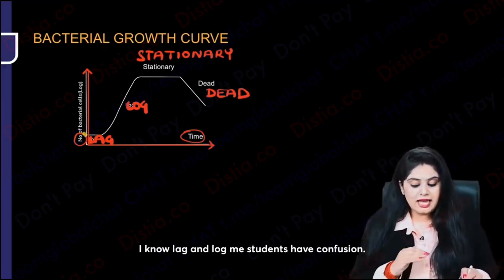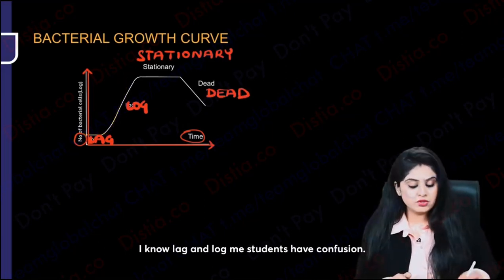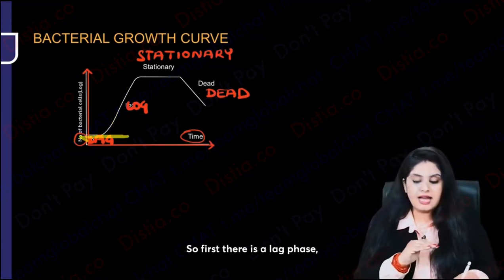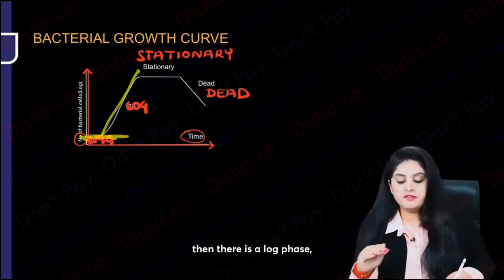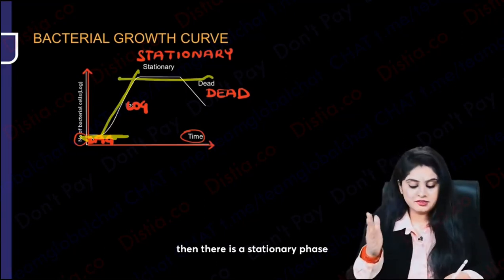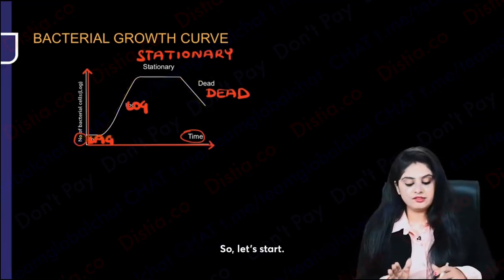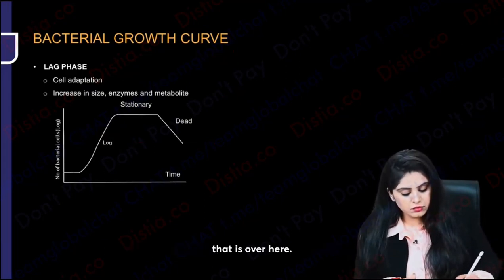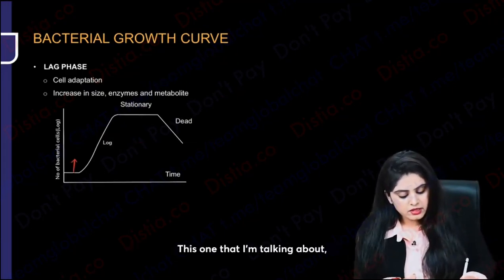So pehle to I know students have confusion between lag and log. Go alphabetically. A comes first, O comes later. So first there is a lag phase, then there is a log phase, then there is a stationary phase, and then there is a dead phase. So let's start. Let us start with the very first phase that is over here. This one that I'm talking about, this is known as the lag phase.